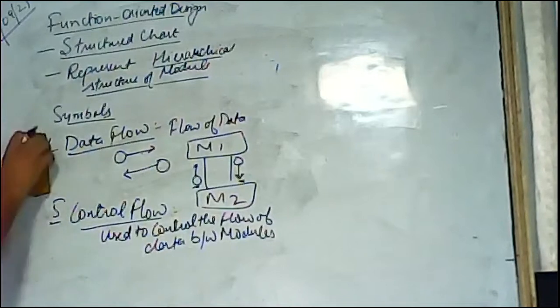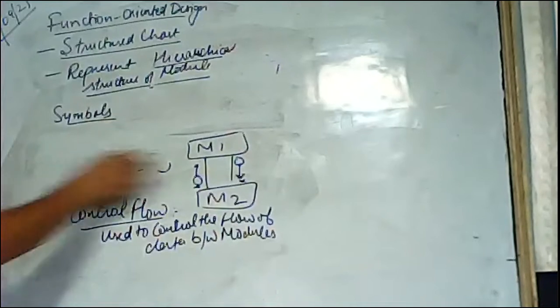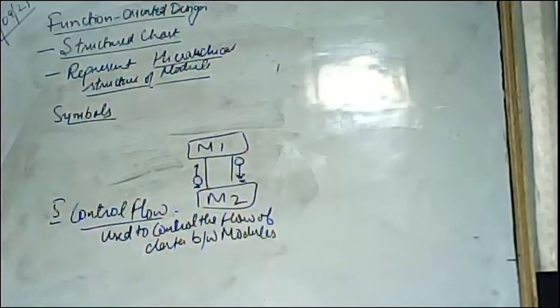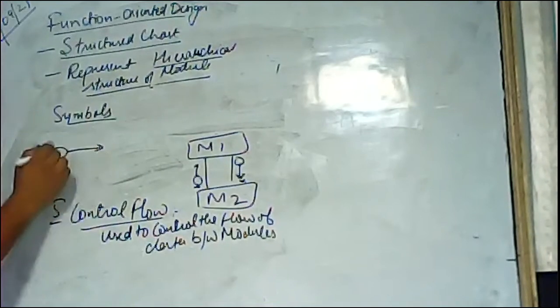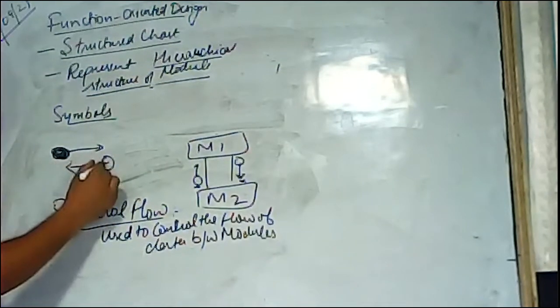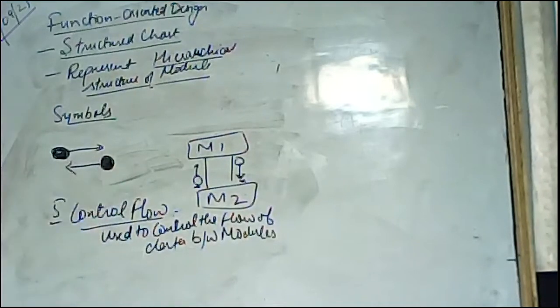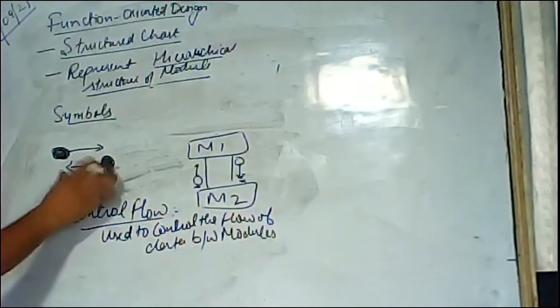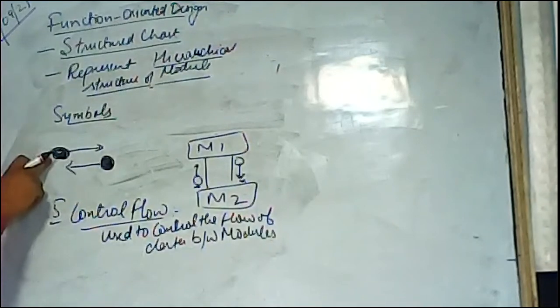Okay. I will have this data flow diagram. Your control flow symbol is denoted as an arrow with a filled circle. This is your control flow symbol, your arrow with a filled circle at one end.